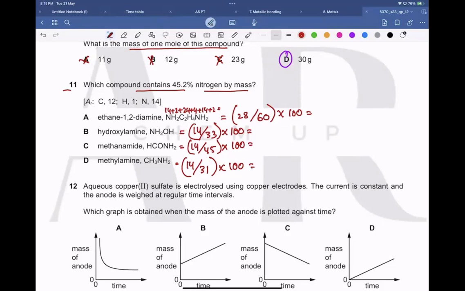Okay, Amal. Okay, Ammar. What about C and D? So everyone is saying that in D we are getting 45.2%, and C is 31.1%. So these three go wrong and D is the correct answer.